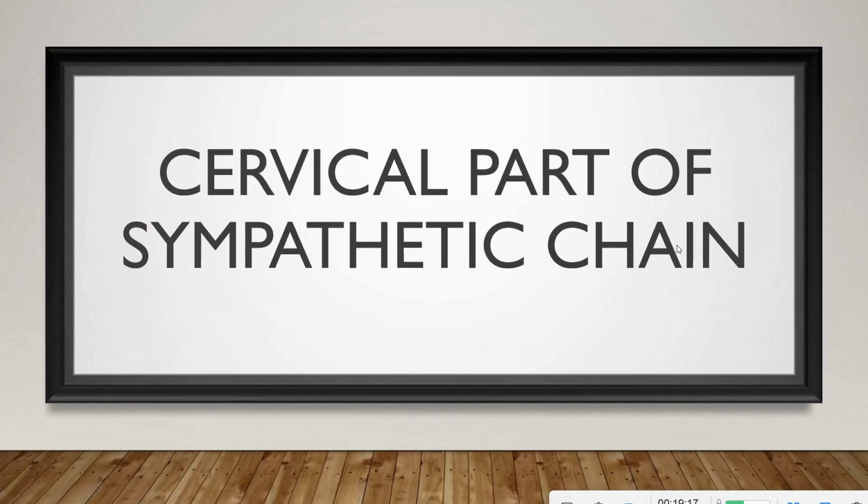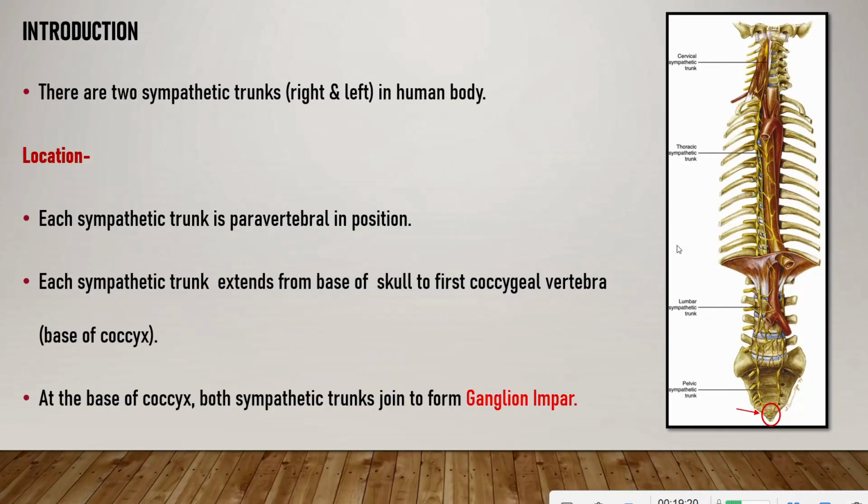Then there is the cervical part of the sympathetic chain. So first, what is the introduction? There are two sympathetic trunks, right and left, in the human body. Each sympathetic trunk is paravertebral in position, and each extends from the base of the skull to the first coccygeal vertebra. Okay, so you can see from here, the base of the skull, till here, the first coccygeal vertebra, the sympathetic trunk will be extending, and at the base of the coccyx both sympathetic trunks join to form the ganglion impar. You would have seen this in the dissection of the pelvis.